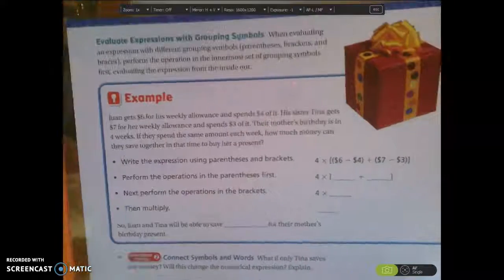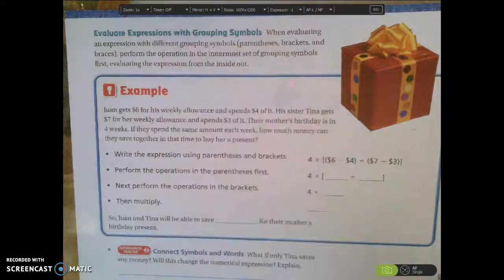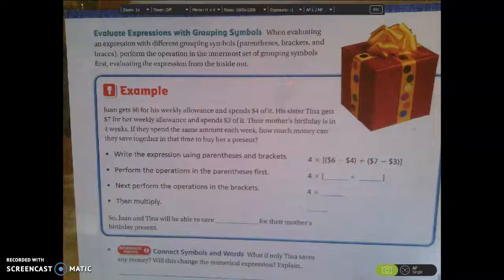So when we evaluate expressions with grouping symbols, when evaluating an expression with different grouping symbols, parentheses, brackets, and braces, perform the operation in the innermost set of grouping symbols first. Evaluate the expression from the inside out.